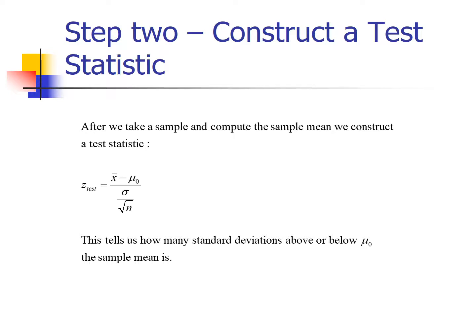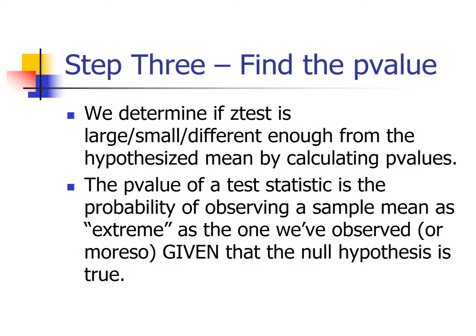Step 3 is we basically determine whether our test statistic is large, small, or different enough. Actually, I apologize. That should actually say we determine if the sample mean is large, small, or different enough from the hypothesized mean by calculating something called a p-value.